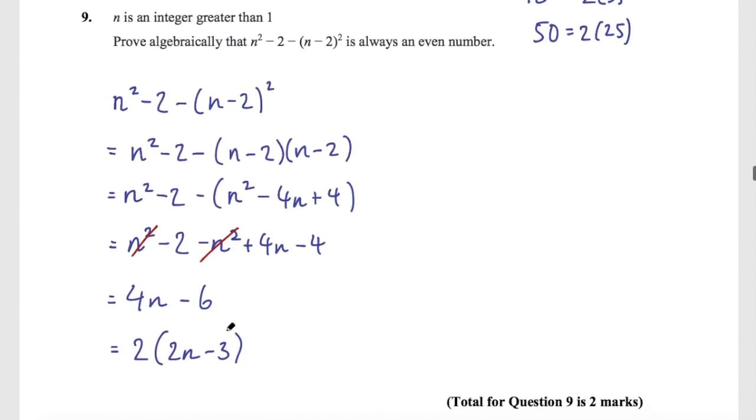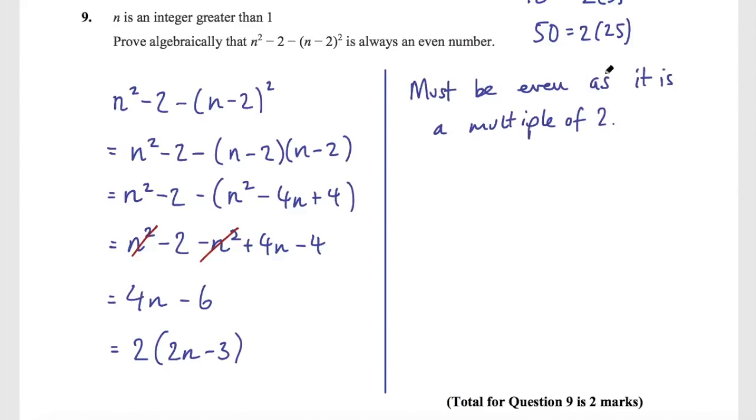So in this case, because we can factorize a 2 out of this expression, that means that whole expression must be some even number. I should mention this is always the case when it's an integer greater than 1. So we can say this expression must represent an even number. So it must be even as it is a multiple of 2.